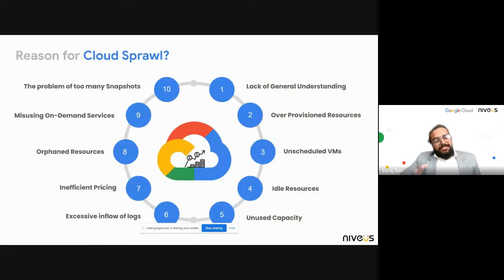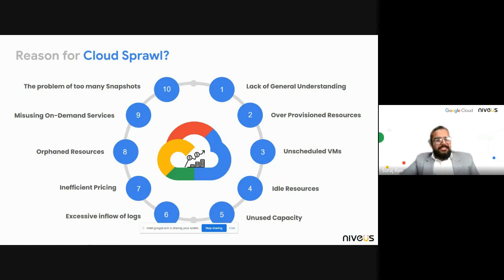So you might have heard of a word called muda, right? Muda is a Japanese word meaning wastage, and it is a key concept that leans towards TQM, total quality management. So when we talk about muda, we have to remove this wastage from the entire total quality management process that we have, right? And before doing that, let's try to understand the various reasons for this muda, or wastage, or cloud sprawl, right?